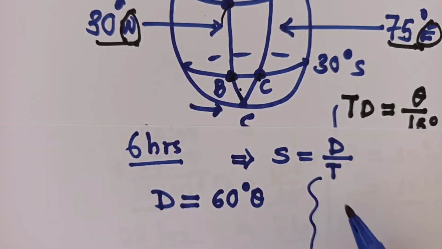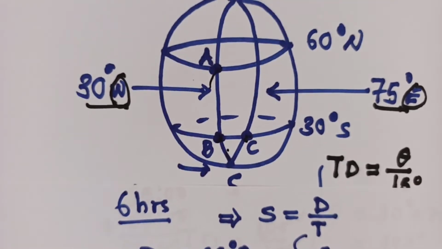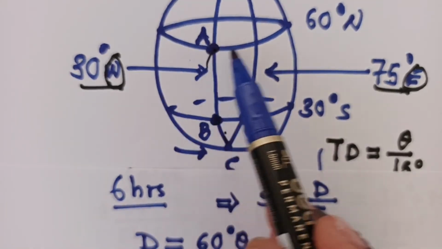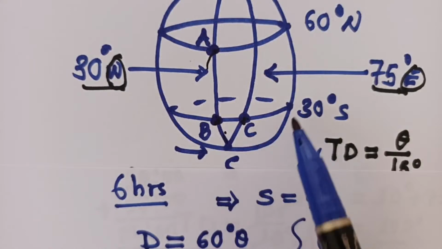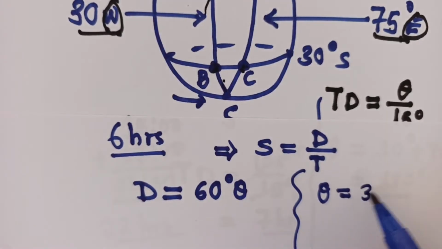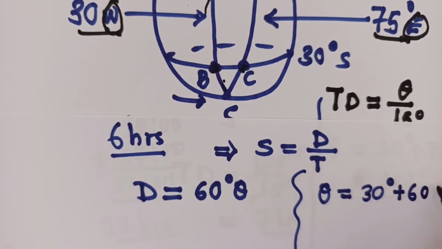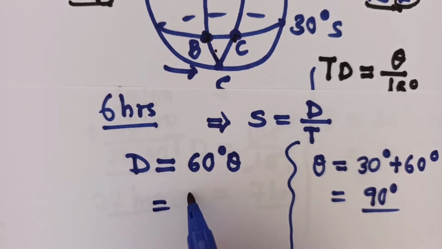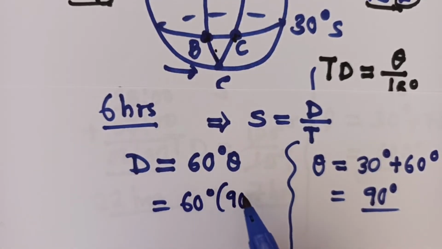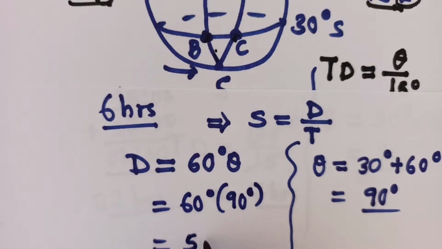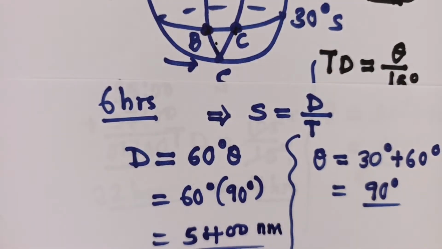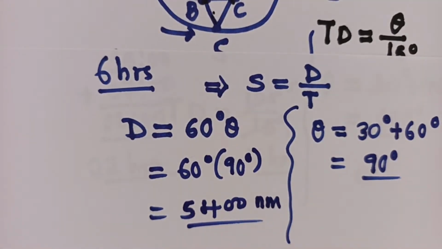So we're going to find the theta like we did. Theta from here where A is to B. We know that this is 60 degrees north and this is 30. So we're just going to say 30 degrees plus 60 degrees, and this is giving us 90 degrees. So we found our theta to be equal to 90, of which we can say 60 degrees multiplied by 90 degrees. This is giving us 5,400 nautical miles.